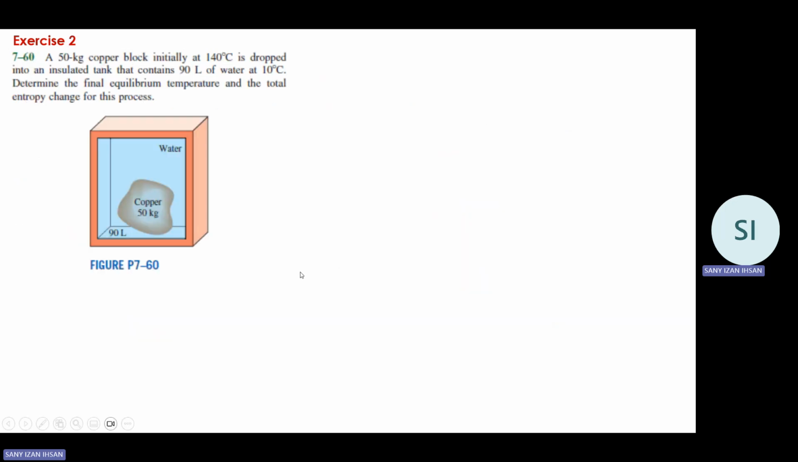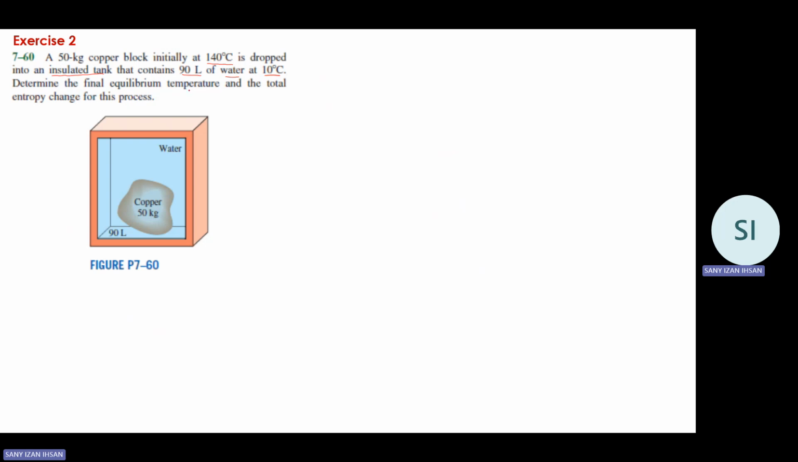Let's go to the next problem. 7-60. A 50 kilogram copper block initially at 150 degrees Celsius drops into an insulated tank. Important note, it contains 90 liter of water at a temperature of 10 degrees Celsius. We would expect, since the temperature of the copper is a lot higher than the water temperature, that the temperature of the copper will drop and the heat from the copper will be transferred to the water, so the temperature of the water will increase. So the question is to determine the final equilibrium temperature and the total entropy change for this process.